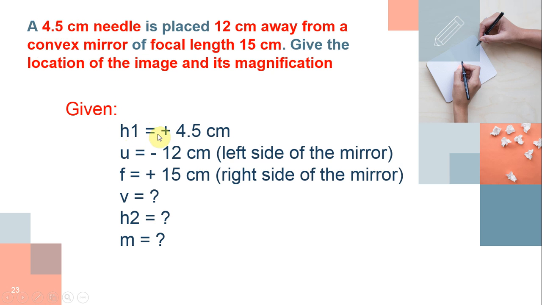So H1 is equal to plus 4.5 centimeter, and 12 centimeter away from a convex mirror, so U is equal to minus 12. Here minus indicates the left side of the mirror, and the focal length is 15 centimeter. The focal length of a convex mirror is positive, so F is equal to plus 15 centimeter. We need to find the value of image distance, image size and magnification.